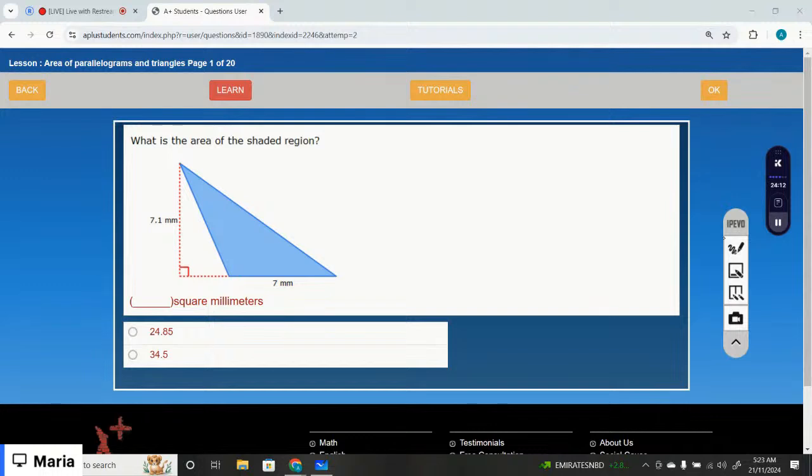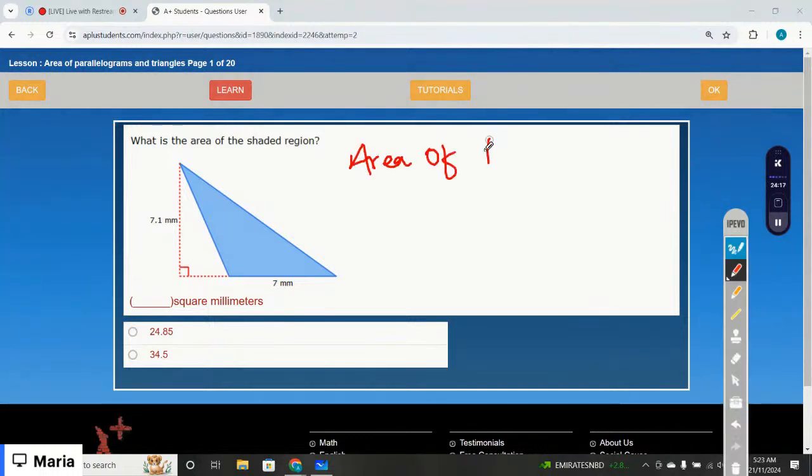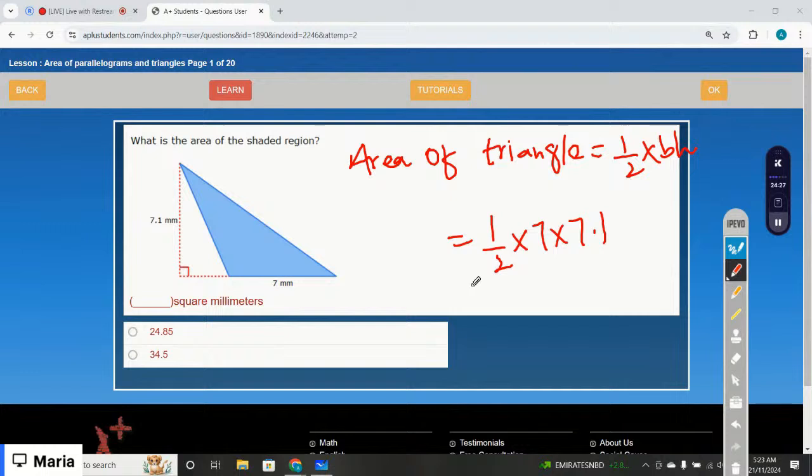So the area of the triangle is, you can note down these formulas. Area of triangle is half times base times height. So base is 7, height is 7.1. So that is 7 times 7.1 is 49.7, and 49.7 divided by 2 is 24.85. Option number 1 is the correct option.